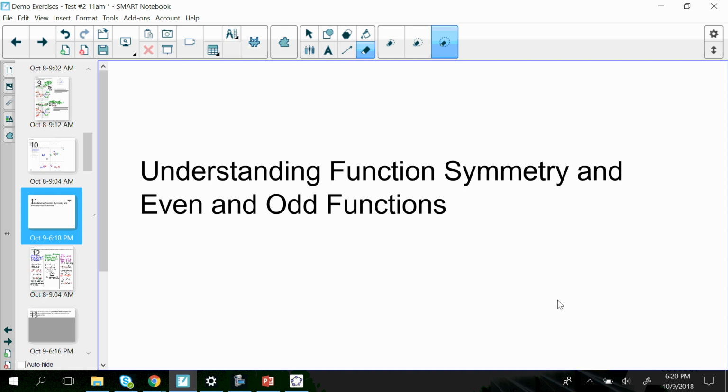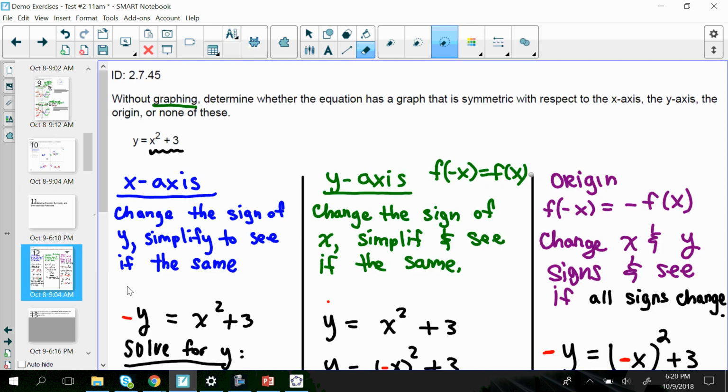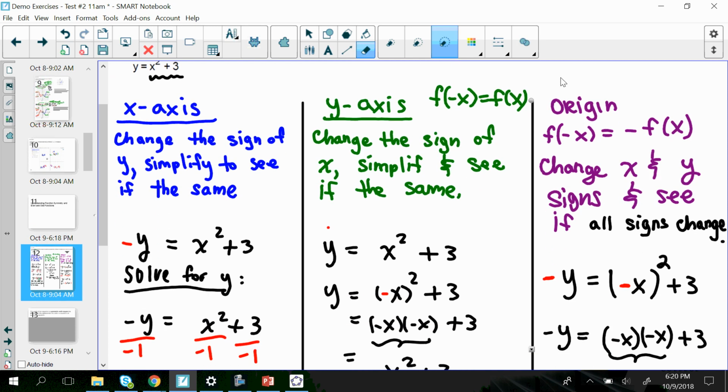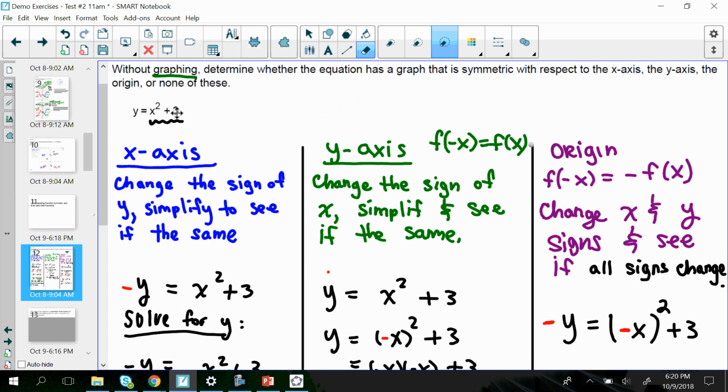And I'm going to start by referring to notes from our last class that need to be corrected over here on the side of origin symmetry. So we were looking at this function y equals x squared plus 3, and we were using algebraic methods to figure out if it was symmetric, and if so, with respect to which axes or to the origin. So the tests for testing symmetry are similar to the tests for testing whether a function is even or odd. So I'm going to go over those tests so that we can clarify.